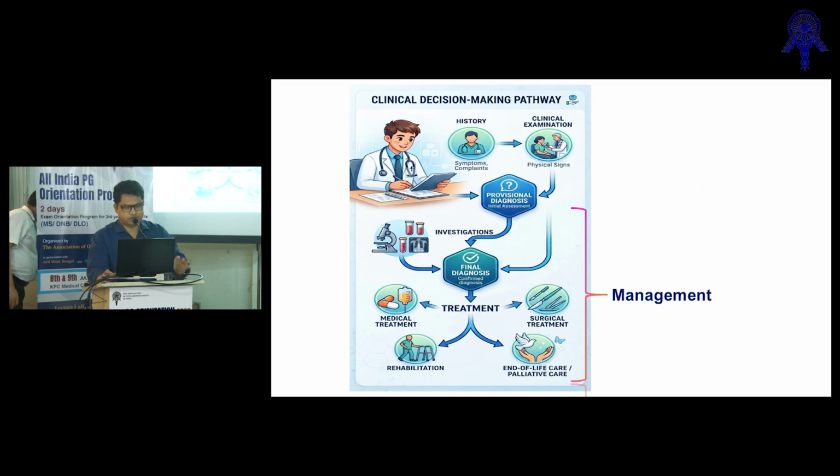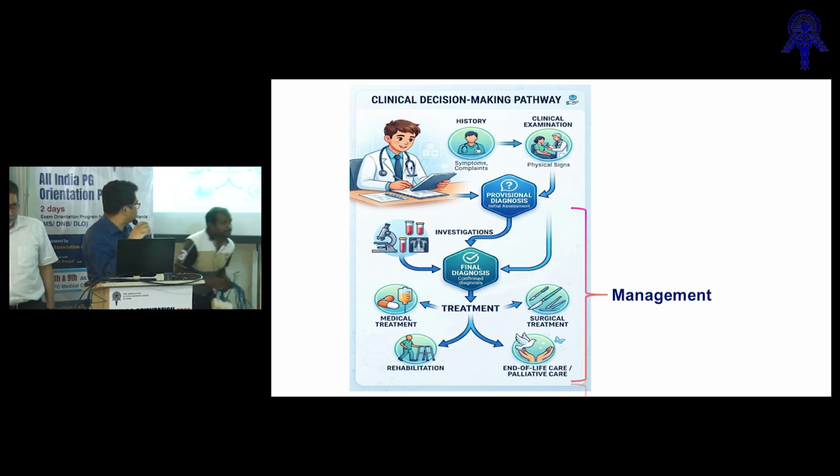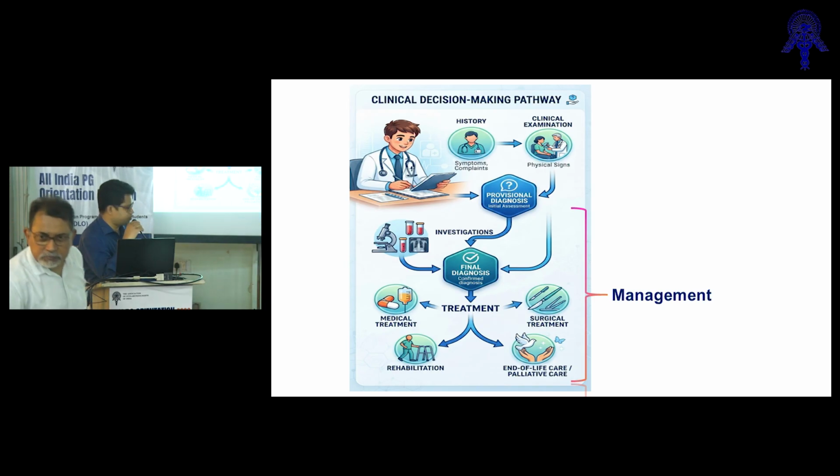So this is the flow chart, and you are sitting in front of your examiner at the provisional diagnosis part. So look at the provisional diagnosis part. At least 20 to 30% of questions are asked from this provisional diagnosis part, and the answer will come from your history and clinical examination. So this is the importance of history taking and clinical examination.